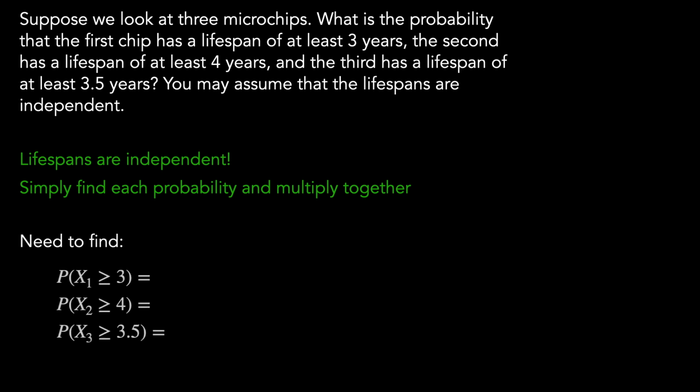We need to find the probability that the first microchip we look at, which is why I've denoted it x1, is greater than or equal to 3. We want the probability that x2 is greater than or equal to 4, and the probability that x3 is greater than or equal to 3.5. Okay.